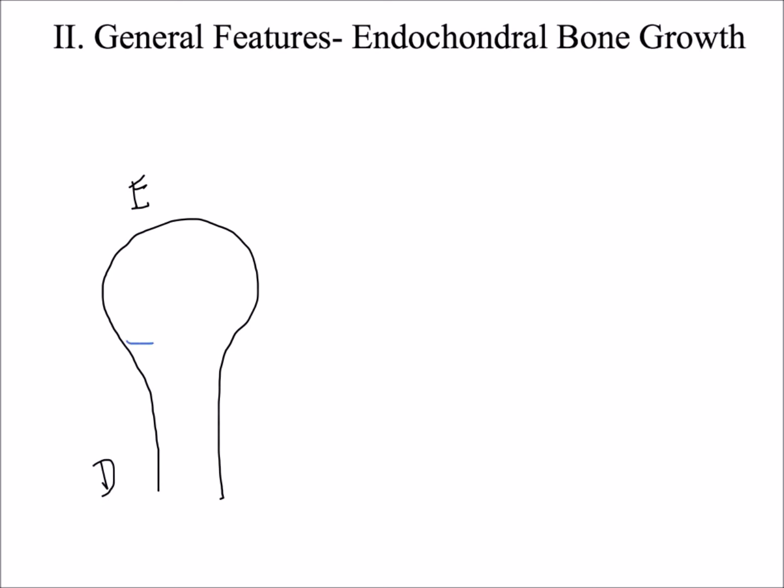And in between, you have this structure right here called the epiphyseal plate or growth plate. The epiphyseal plate is made up of chondrocytes or cartilage-making cells, right? And these cartilage-making cells are active at making cartilage in this direction. Bone cells are making bone in this direction.